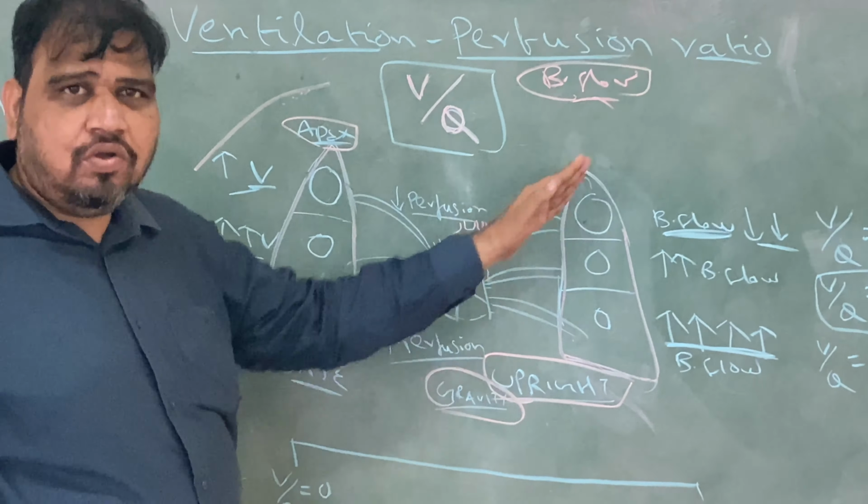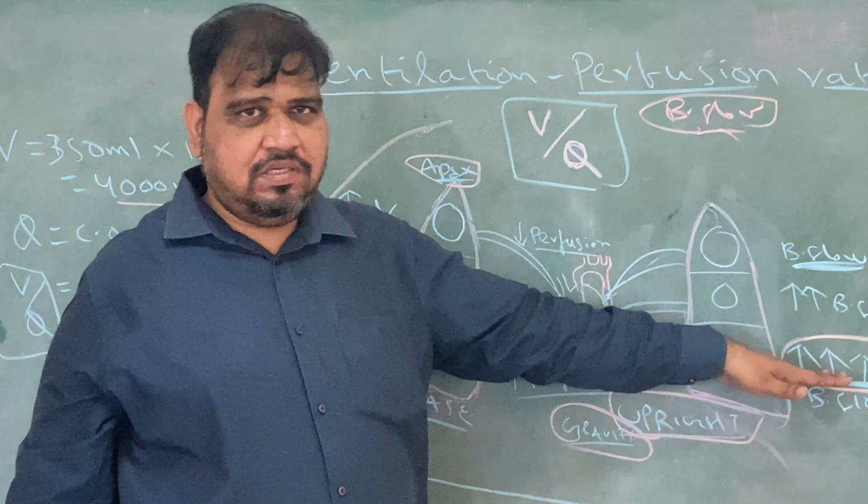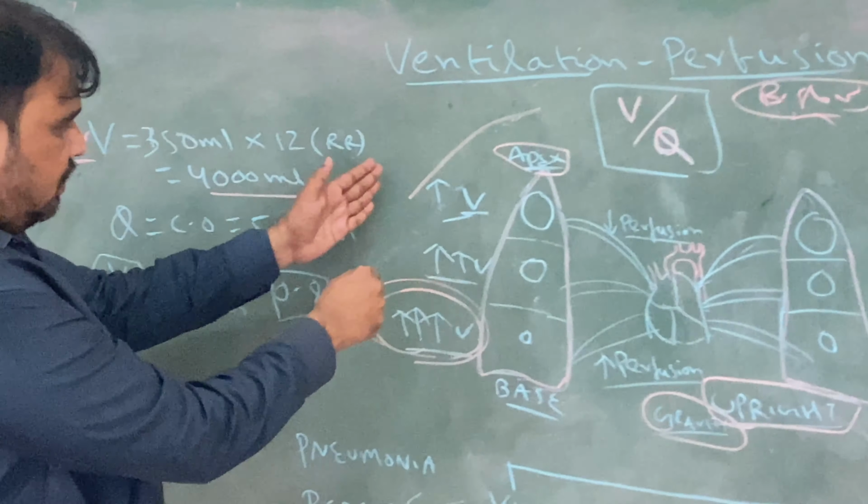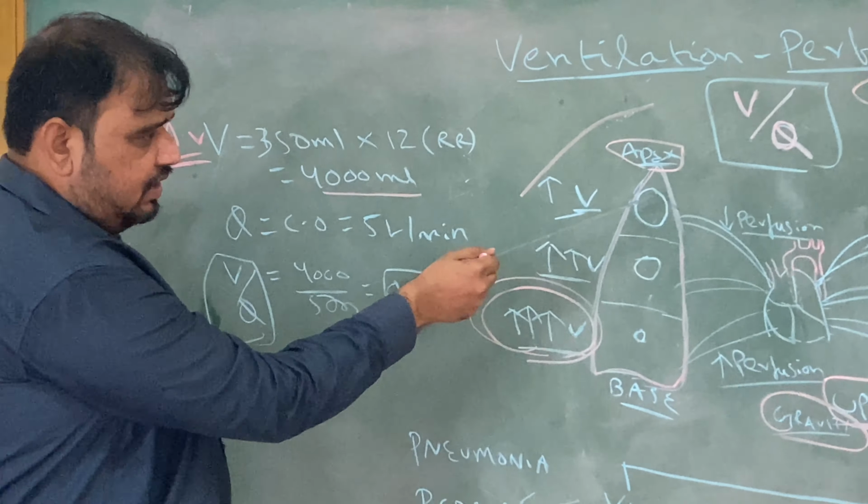As you come down and see the blood flow here, blood flow is increased in the base because the blood flow is along the gravity and it will be much more towards the base. So I have mentioned ventilation gradually increases from apex to base. Blood flow also increases from apex to base. Now question arises about V/Q. That's what our class today.